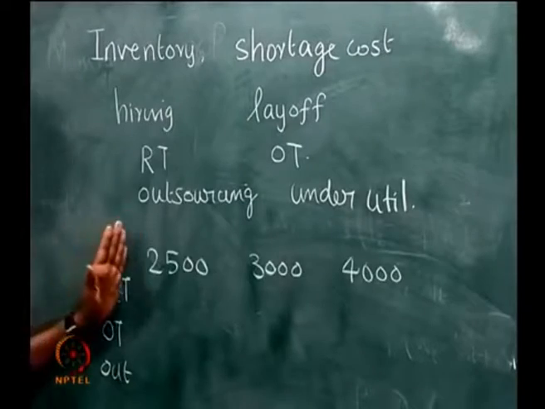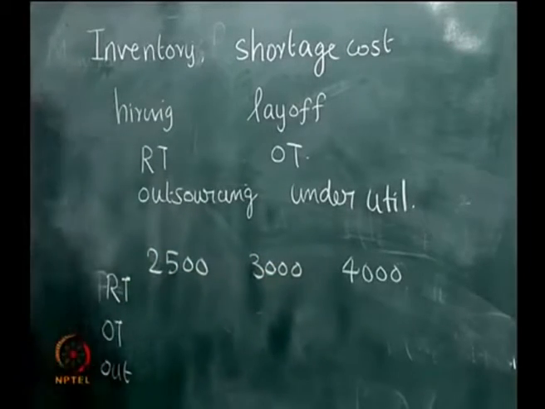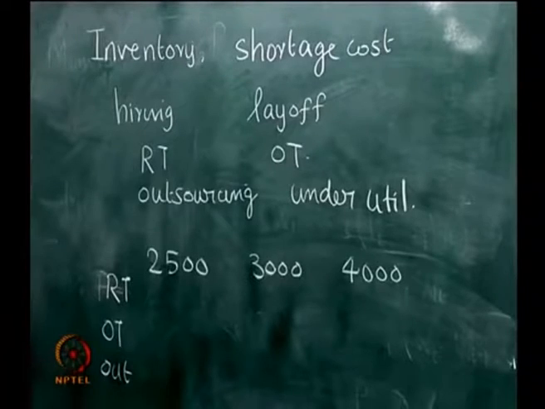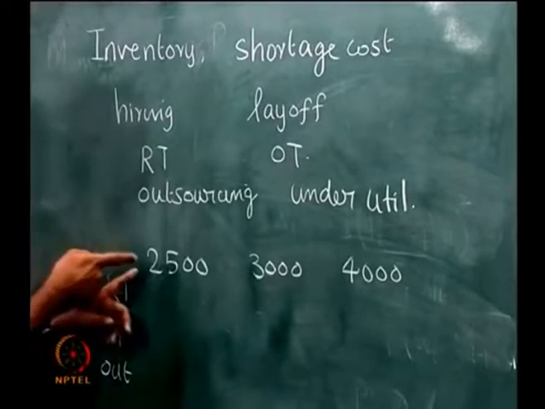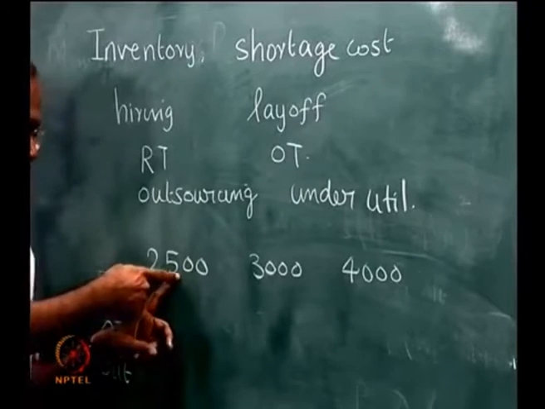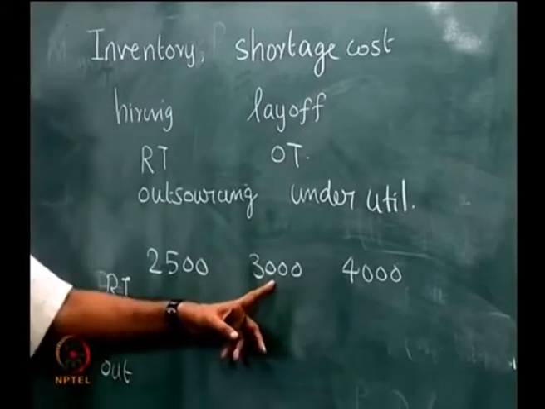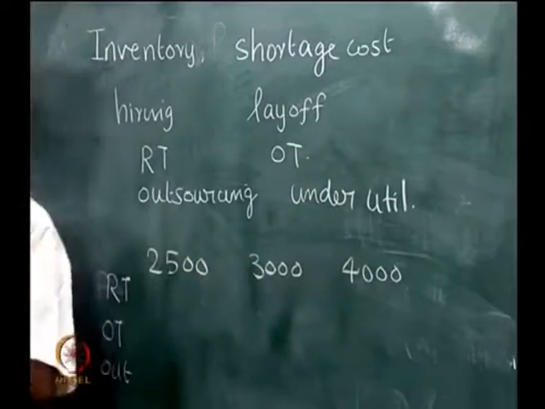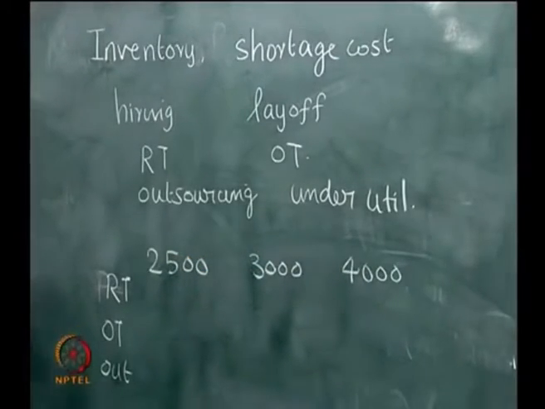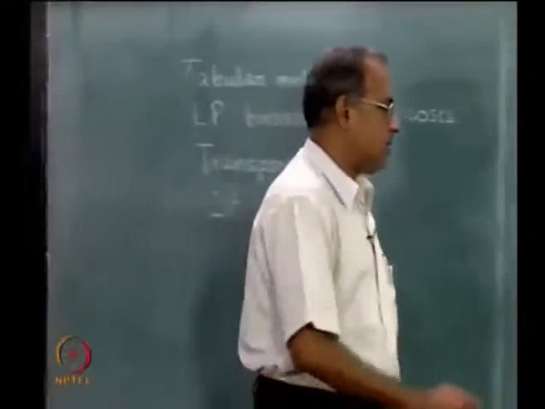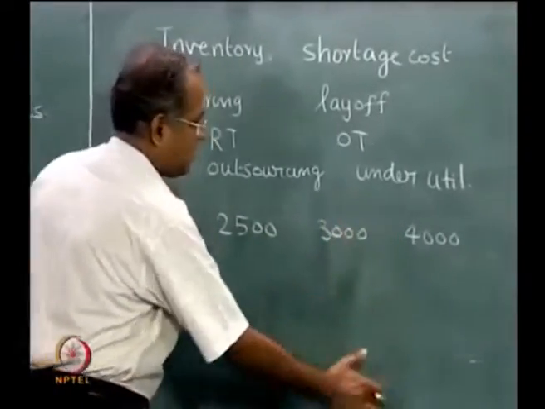Now, the total demand is 9500 over 3 periods. Now, we could do 2 things. One is, we can produce exactly 2500 in this month, produce 3000 in this month, produce 4000 in this month. If we are able to do that, it means there is going to be no inventory or shortage at the end of this period.